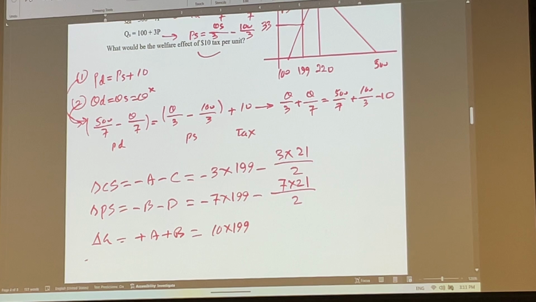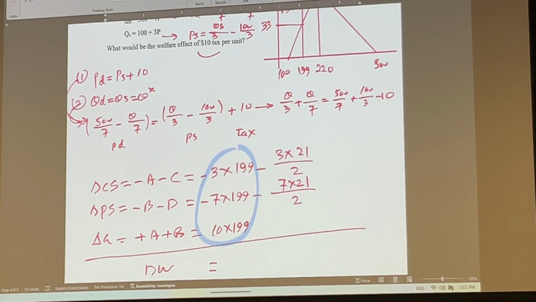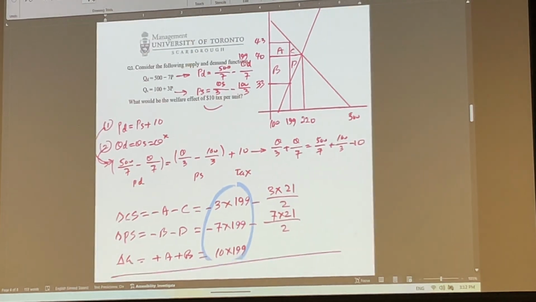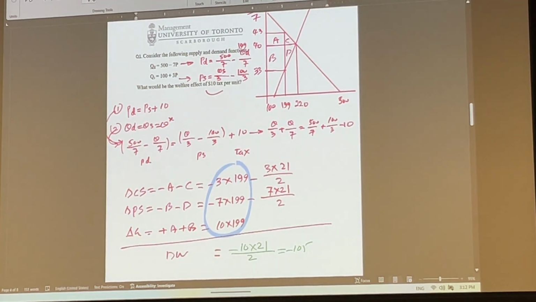So the deadweight loss, this is a trade-off. The loss is 10 multiplied by 21 divided by 2, which is 105 bucks, which is basically this area. That's the deadweight loss.